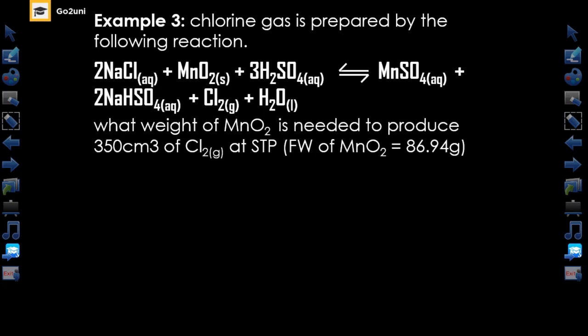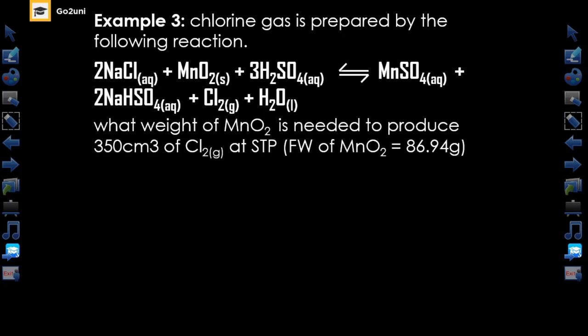So since the equation is balanced, look at what we have in the bracket. We are told FW of MnO2 is 86.94. That's the meaning of FW, formula weight of MnO2. Formula weight is the same as molar mass, that's molecular mass. The molecular mass of MnO2 is 86.94 grams. They have done that part of the job for us, so we don't need to go ahead calculating the molar mass of MnO2 again.